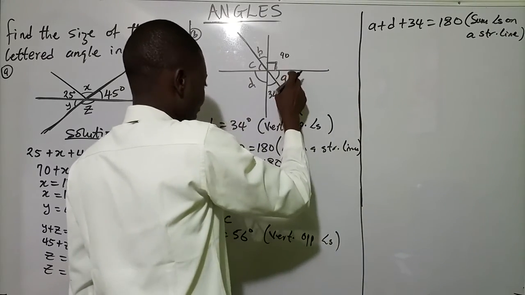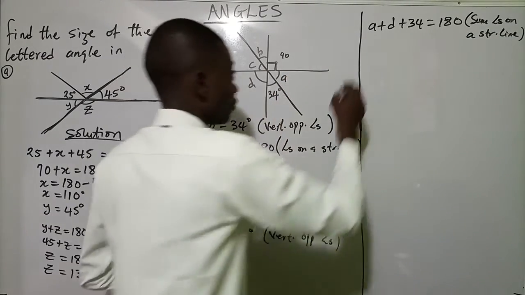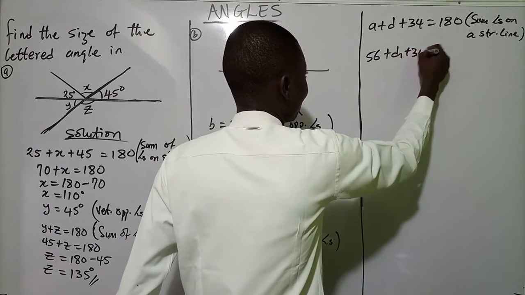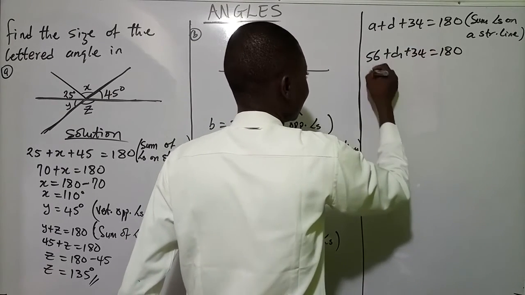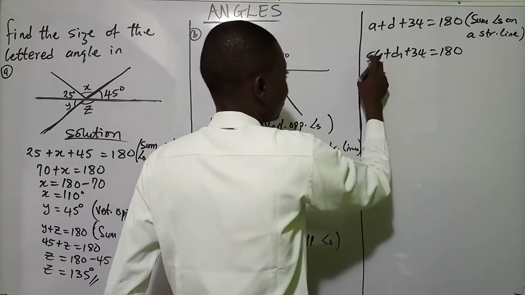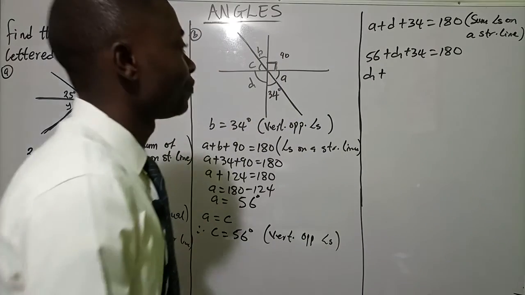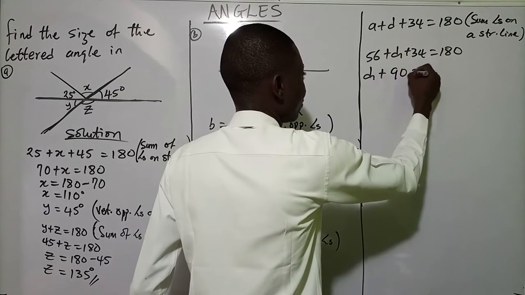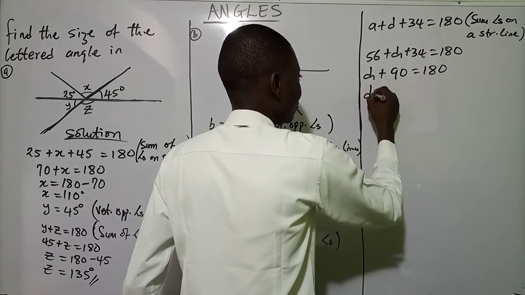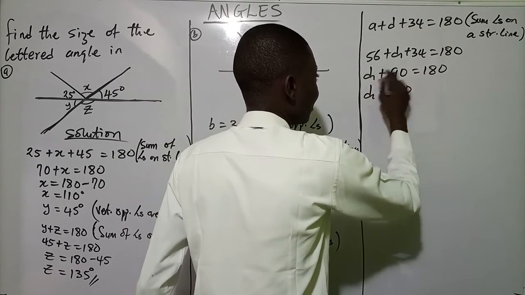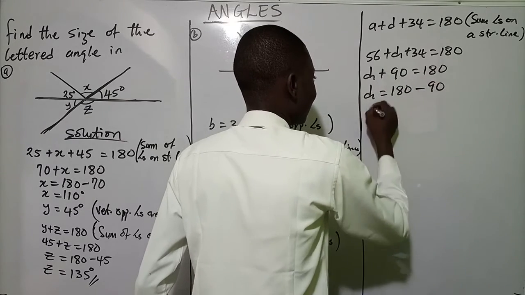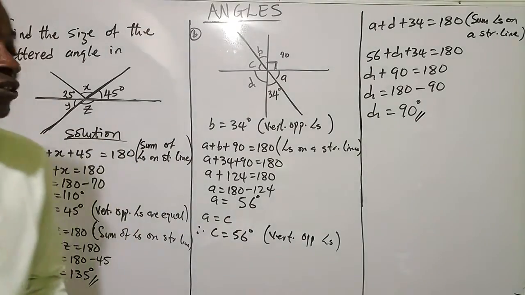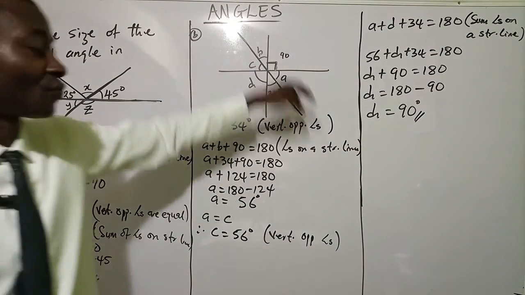So I know A already. We've calculated A to be 56. So 56 plus D plus 34 equals 180. So D plus 56 plus 34. 56 plus 34 will give us 90. So that is 90 plus D equals 180. So D is equal to 180 minus 90. So D is equal to 90 degrees. So that is it. We have successfully calculated the size of all these angles.